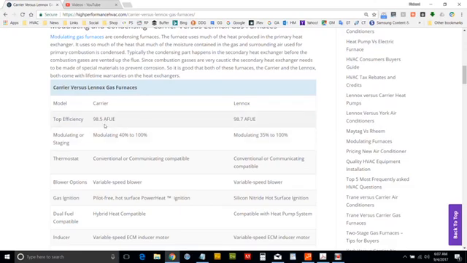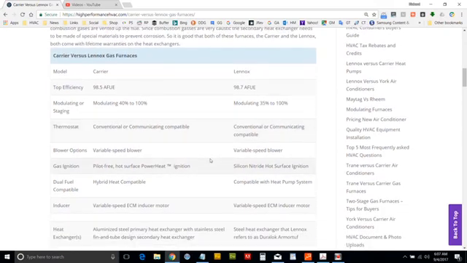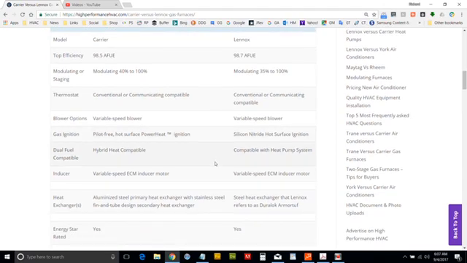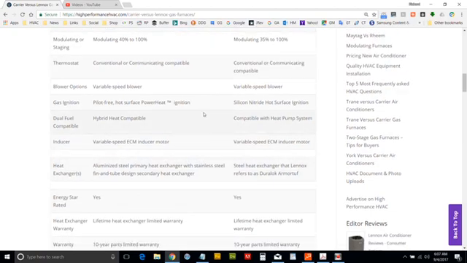Top rated AFUE goes to Lennox, although 0.2 is not very much more efficient. It is better, but it's not that much better. They both have variable speed blowers. The ignition method is pretty close to the same. They're both hot surface ignition.